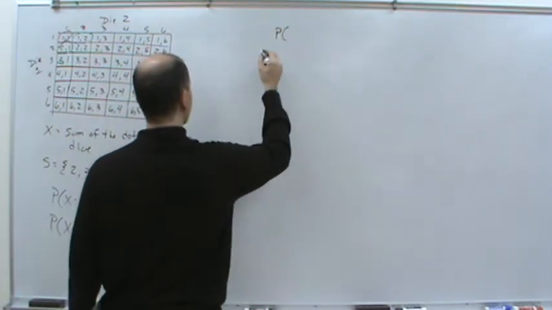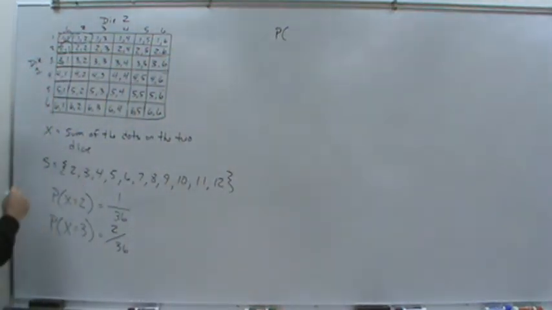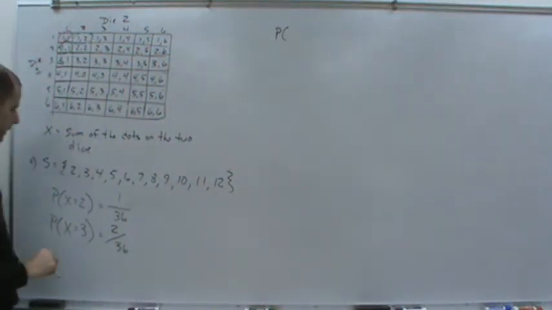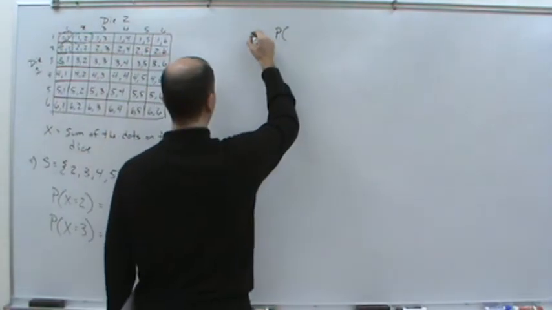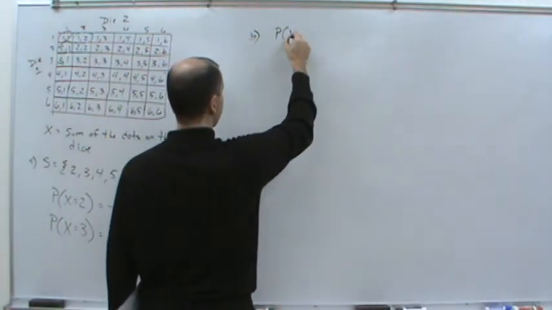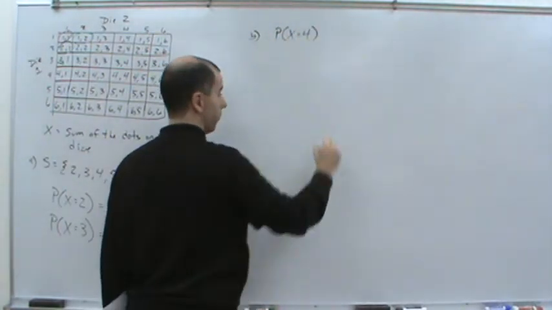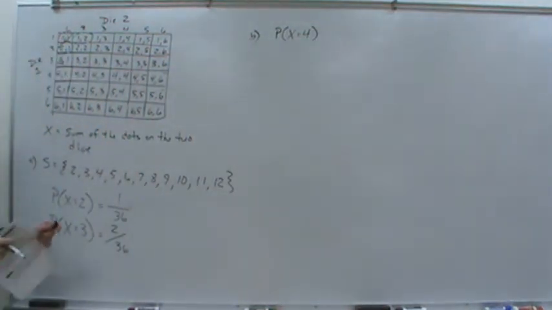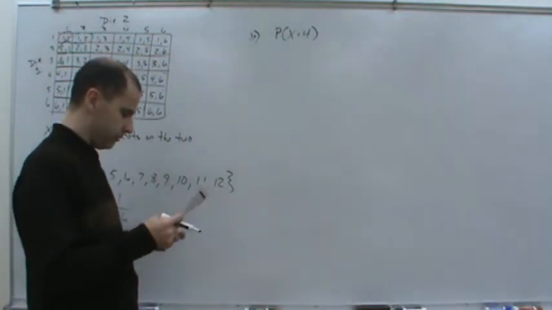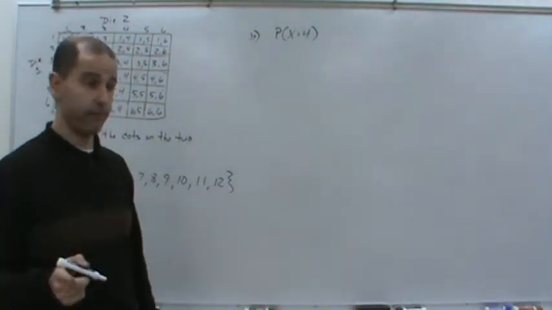So let's see here. Let's make this A. That was about equally likely. So B, let's say the probability of X is equal to 4, right? The sum is equal to 4. So what's the probability of X being a 4?